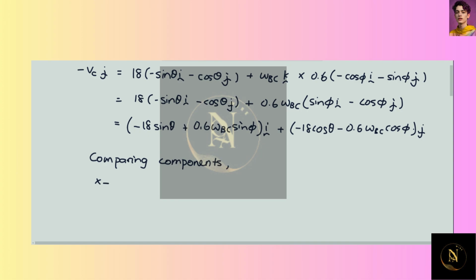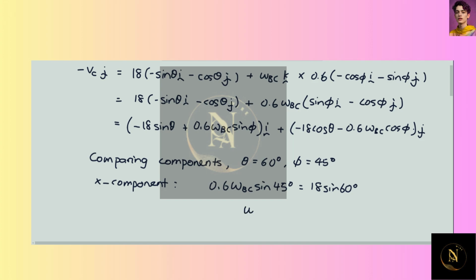So then in the x direction, we have 0.6 omega BC sine 45 degrees equals 18 sine 60 degrees. Okay, so we note that theta is 60 degrees, phi is 45 degrees. So we can write down this equation. Then our omega BC will just be 36.7 radians per second. Okay, so this is the answer for omega BC.